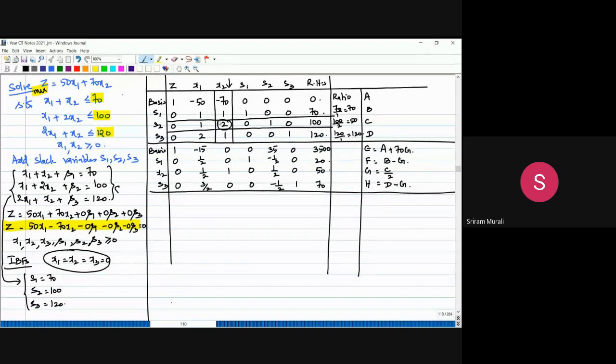I asked you to make this element 1. Okay, sir. That is why it is divided by 2. So using this 1, I told you to make other elements 0. Do you remember? Yes, sir.